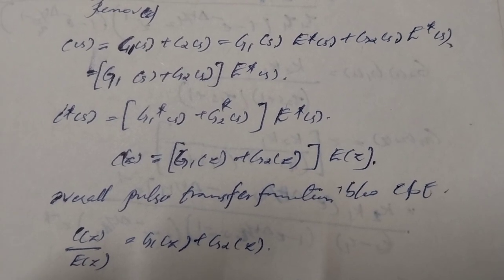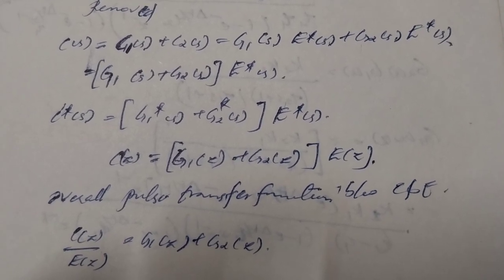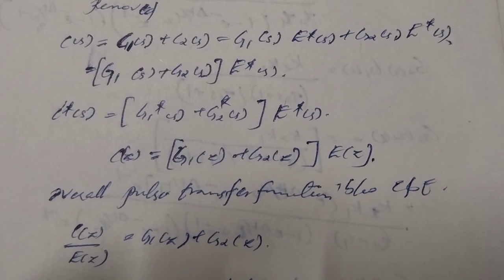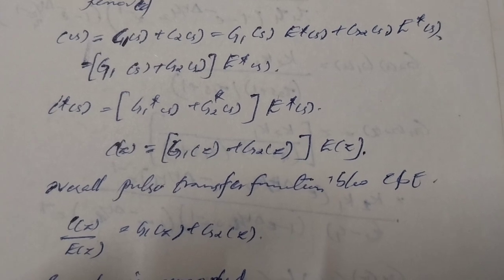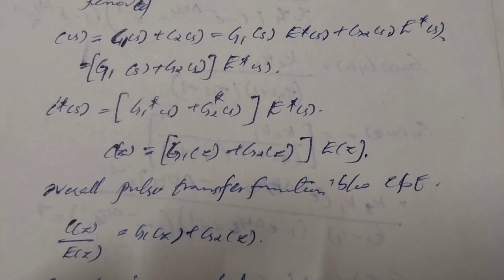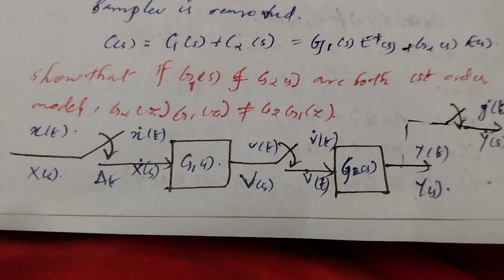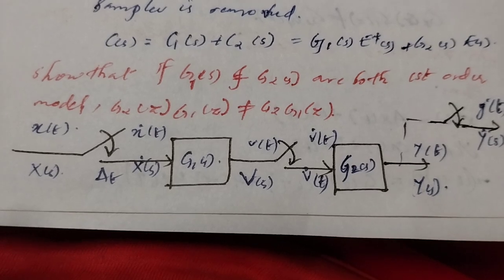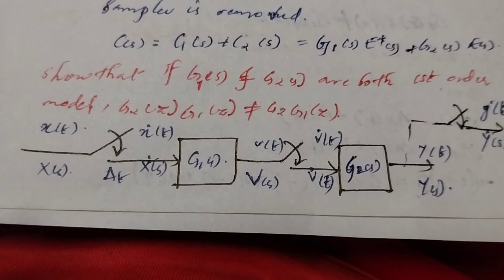C(z) is equal to G1(z) plus G2(z), times E(z). The overall pulse transfer function between C and E is C(z) divided by E(z), equal to G1(z) plus G2(z). Again, C(s) is equal to C1(s) plus C2(s), which is equal to G1(s) E star of s plus G2(s) E star of s.